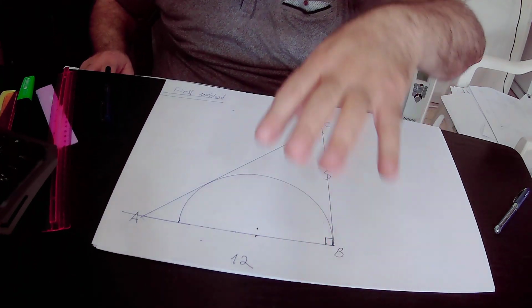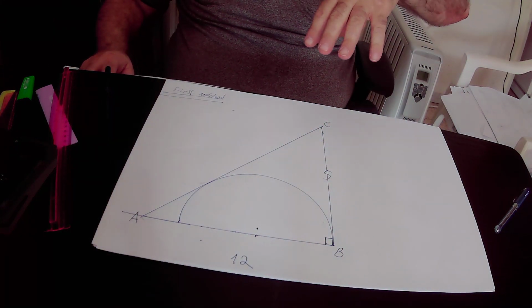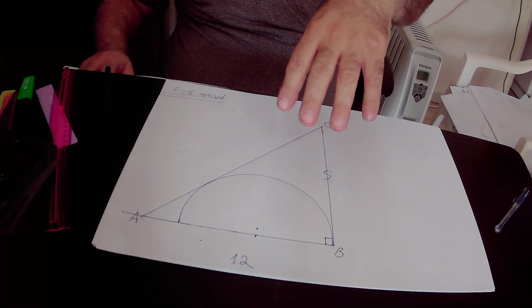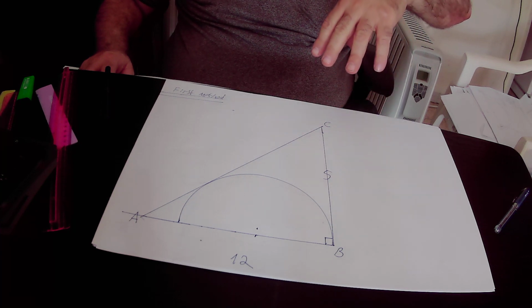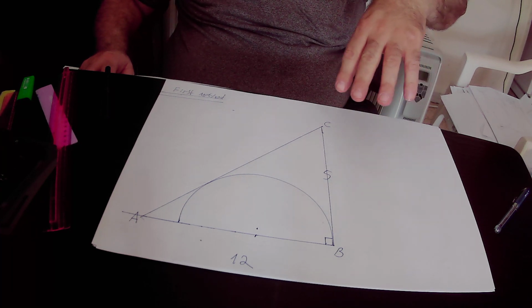Hello, in this lecture we will find out the area of the semicircle using 4 different methods. In the drawing we have a semicircle that is inscribed by a triangle.